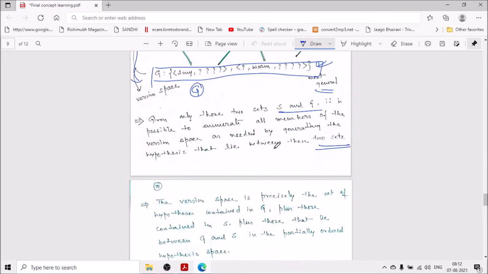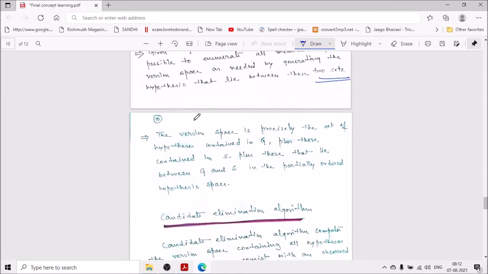That means what? We have an S, more specific, we have a G. These two are the boundaries. In between, the partially ordered hypotheses are also there. That is called the version space.